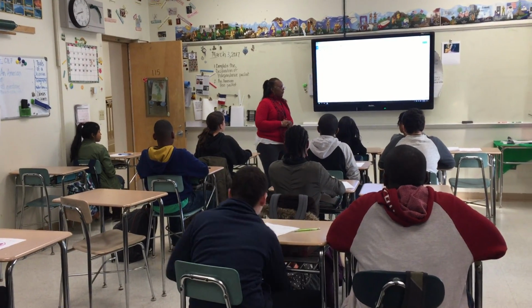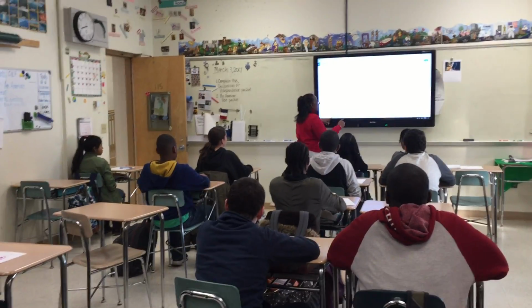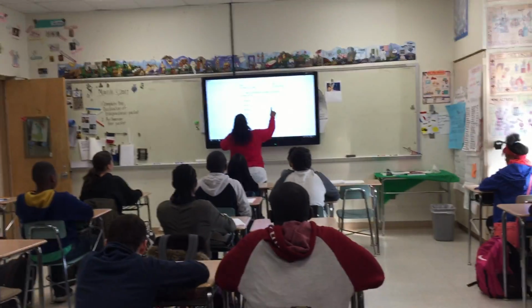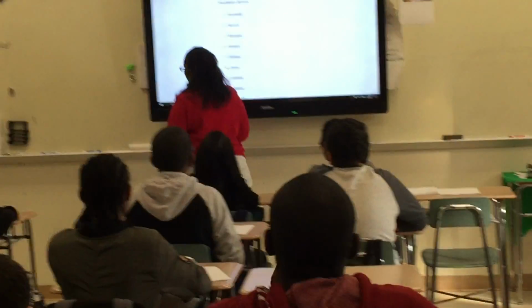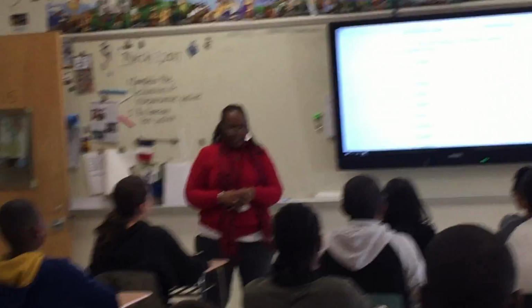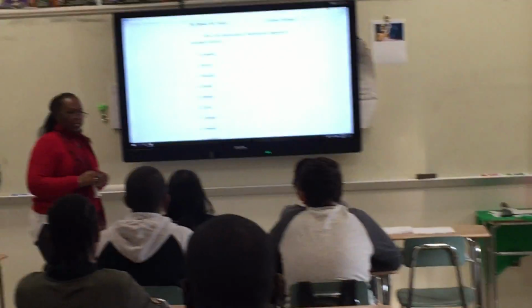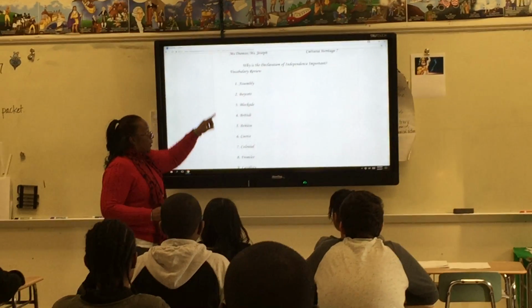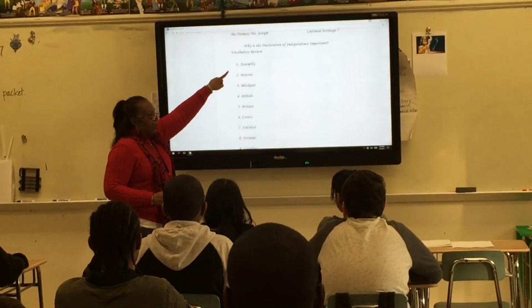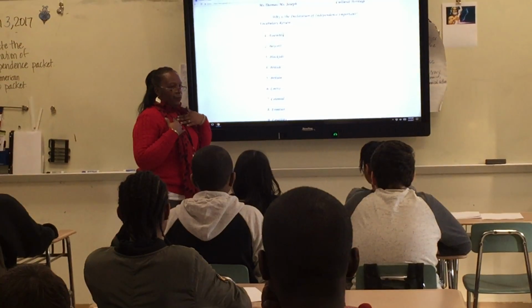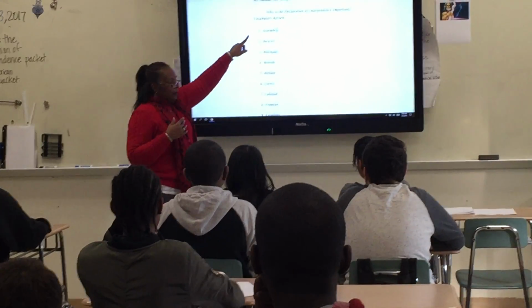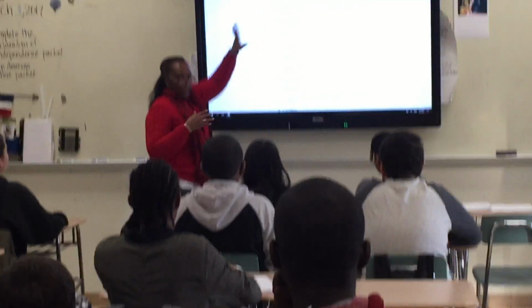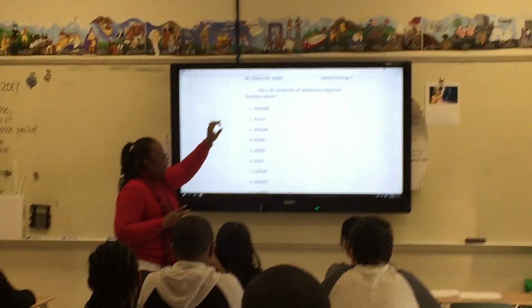Okay, so we're going to review some of our vocabulary words from our unit on the Declaration of Independence. The first thing we will do is read them aloud together. Assembly. Boycott. Go with me, okay? You can look here. Can everyone see the words? Yes. Okay, so let's go.